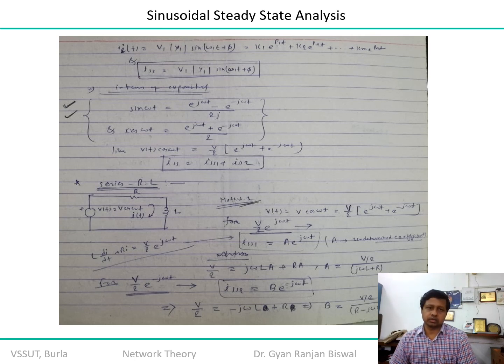So you know that sine omega t is equal to e raised to j omega t minus e raised to minus j omega t upon 2j, and cos omega t is equal to e raised to j omega t plus e raised to minus j omega t by 2. So v of t equal to V cos omega t will be V by 2 of e raised to j omega t plus e raised to minus j omega t. If you work out ISS1 and ISS2 and sum both, you will get the steady state response of that particular sinusoidal wave.